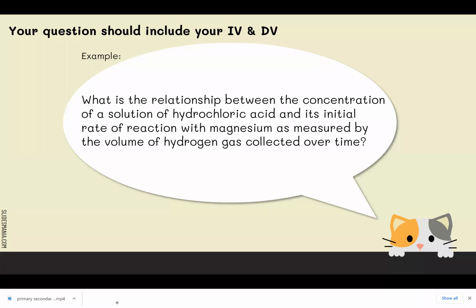For instance, I could say, what is the relationship between the concentration of a solution of hydrochloric acid and its initial rate of reaction with magnesium as measured by the volume of hydrogen gas collected over time? That is actually concise, even though it's really long. It's a mouthful, right? But it tells me exactly what reaction I'm doing. It says what my independent variable is. It tells me what my dependent variable is and how I'm measuring it.